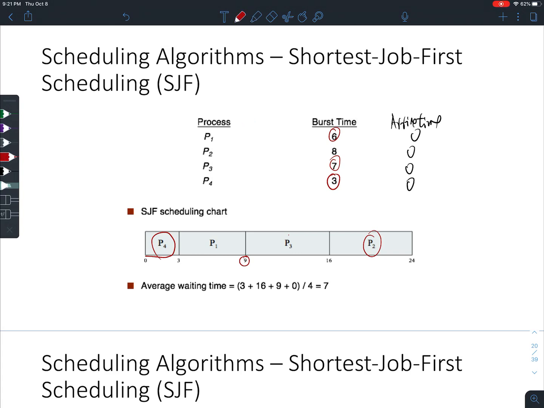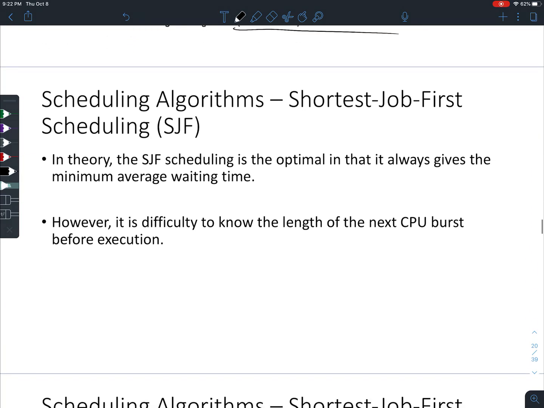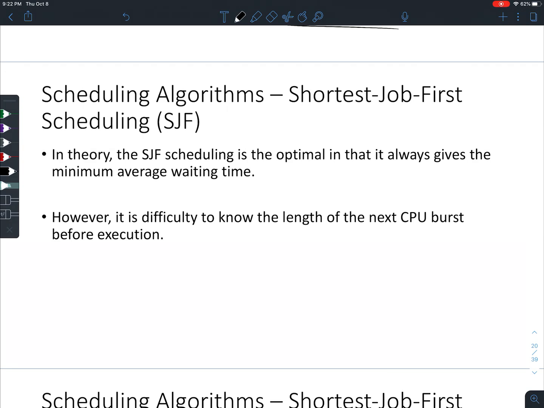Let's check the waiting time for all of them. The waiting time of P1 is 3, the waiting time of P2 is 16, the waiting time of P3 is 9, and the waiting time of P4 is just 0. If we calculate the average waiting time, it's 7 milliseconds. People have actually proved that shortest job first scheduling is optimal in terms of average waiting time, because it always gives the minimum average waiting time. So this is guaranteed.